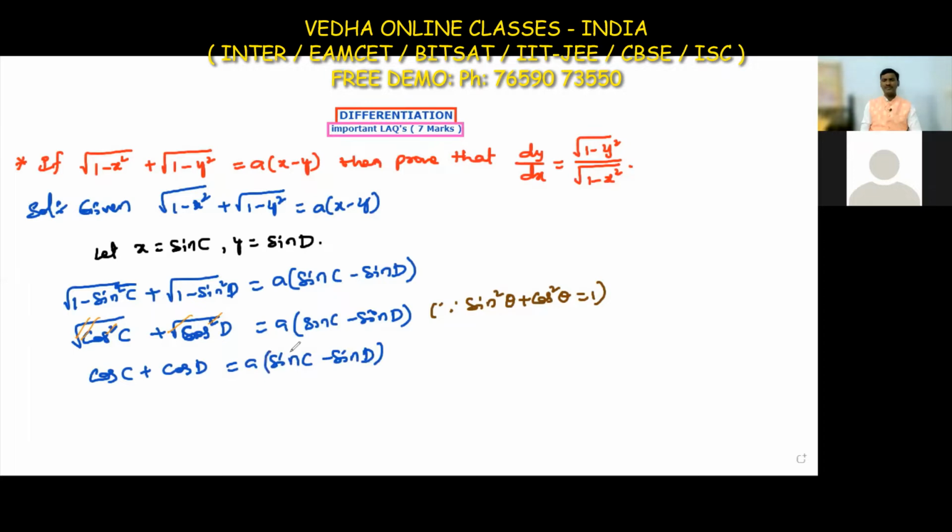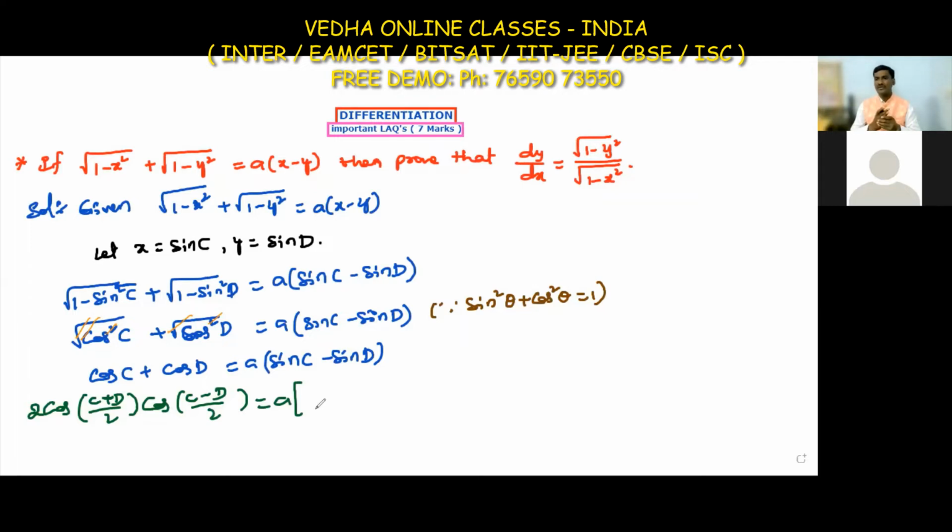We have the formula for cos c plus cos d as well as sine c minus sine d. Okay, so direct formula I am applying here. Cos c plus cos d: we have plus, so first part, cos means 2 cos c plus d by 2 and cos c minus d by 2. So 2 cos c plus d by 2, cos c minus d by 2 is equals to a into sine c minus sine d.